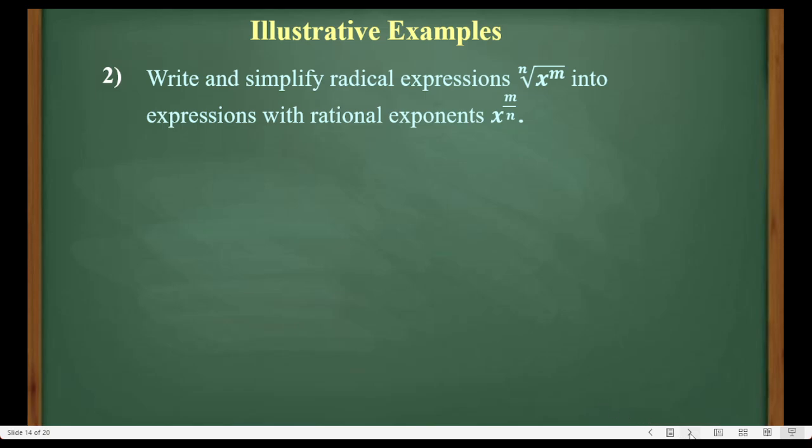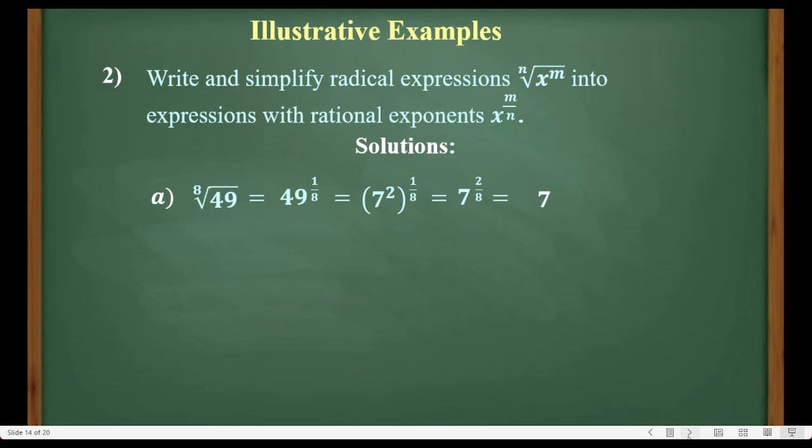Now, to start with the second set, let us go to example letter A. Take for example the 8th root of 49. So this will become what? 49 raised to 1 over 8. Then 49 can be expressed as 7 squared raised to 1/8. So this will become 7 raised to 2 over 8 or 7 to the 1/4 power. And this is your answer.